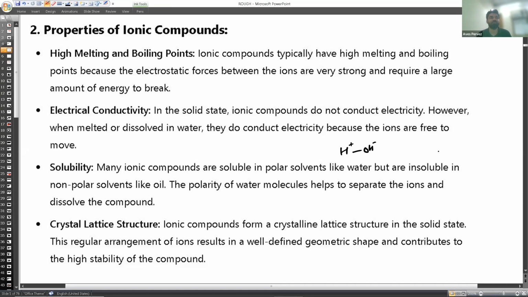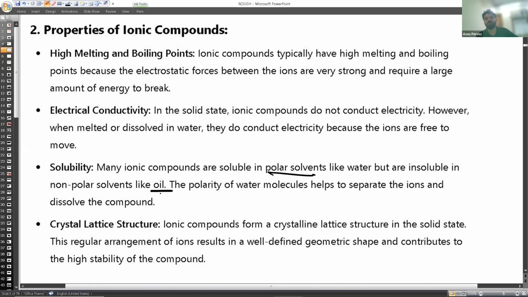But for example, glucose C6H12O6 and ethanol C2H5OH are not polar, so they are not soluble. Like petrol, any compound does not dissolve in it. If you want to dissolve salt in petrol, it will not be able to dissolve, because it is a non-polar solvent. So ionic compounds are soluble in polar solvents like water, but insoluble in non-polar solvents like oil. They don't dissolve in oil.